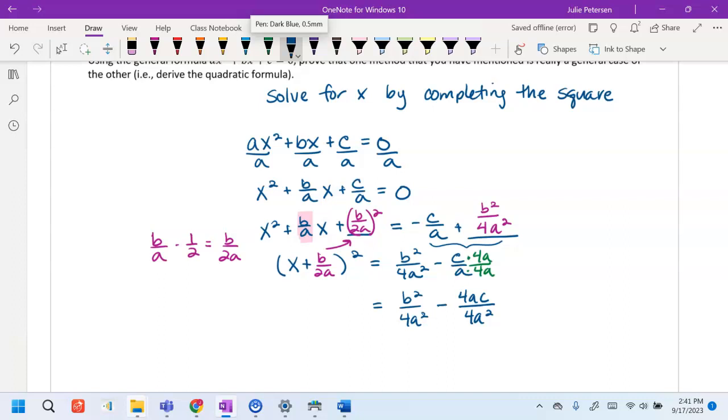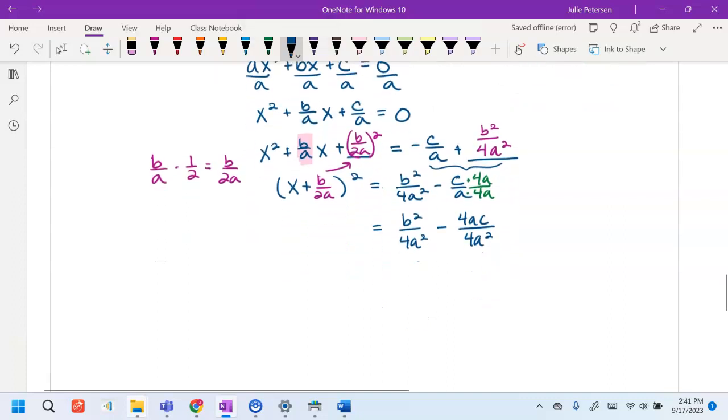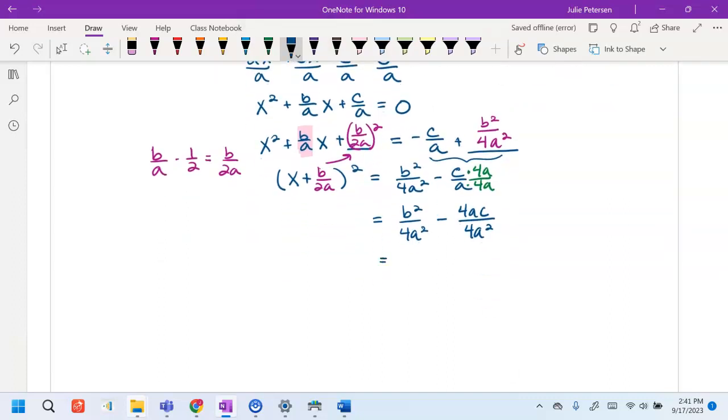All right, so this should start looking kind of familiar. I'm just going to keep working with the right side to clean this up. So I'm going to put them both over 4a squared. And then on top I have b squared minus 4ac. All right, good stuff. So now I'm going to bring down the x plus b over 2a squared.